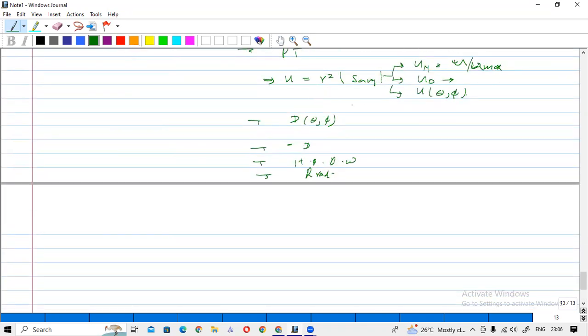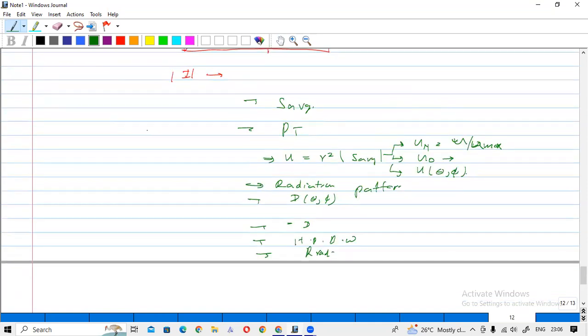We have also found the radiation pattern once we found U, which is also an important factor. Basically we found 1, 2, 3, 4, 5, 6, 7, 8 parameters, plus the H field and E field, altogether 10, and also the magnetic vector potential. So these things we have found.